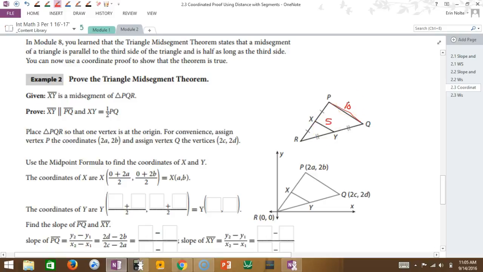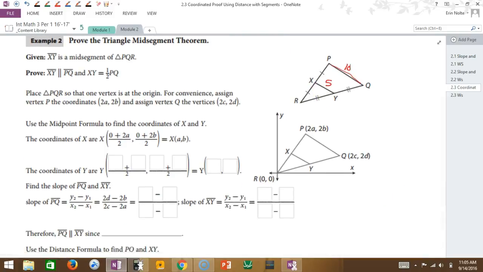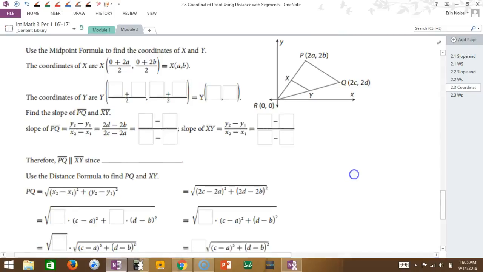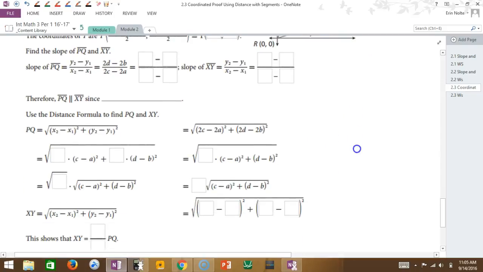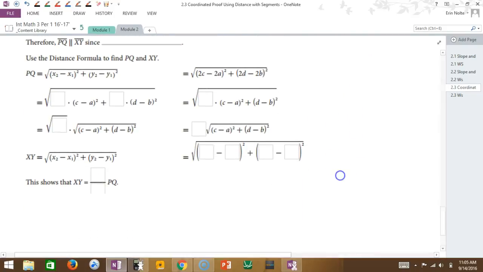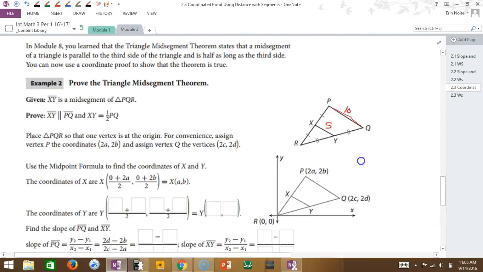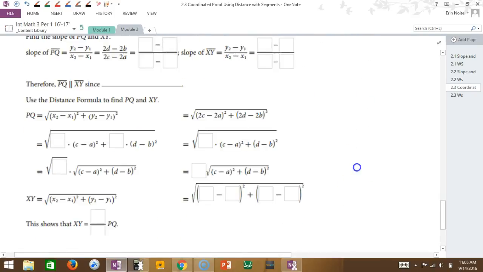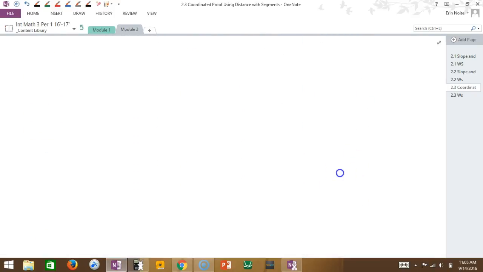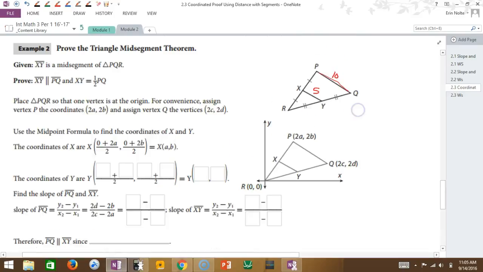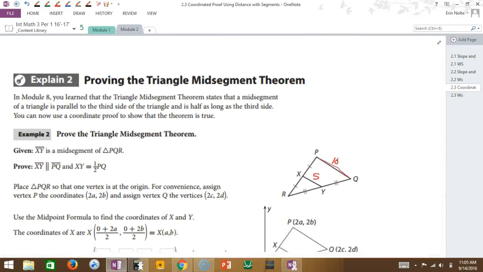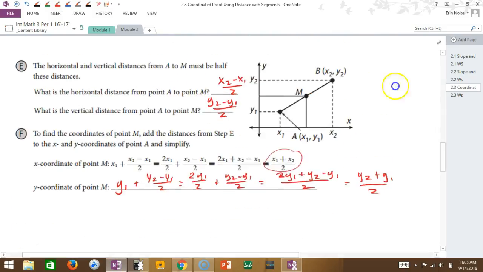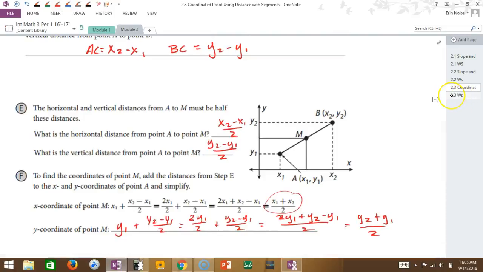Okay, so that goes through, and it just uses the midpoint formula to make that conclusion. Okay, and it also uses the distance formula to make that conclusion. It's kind of just another add-on to what I just showed you, but in a little bit more detailed way, I guess. Okay, so that should be enough information for you to complete your worksheet for 2-3.